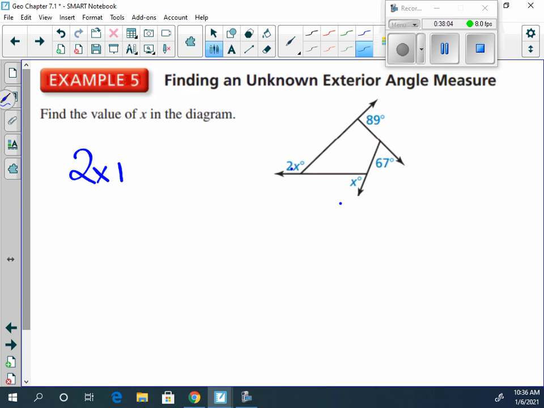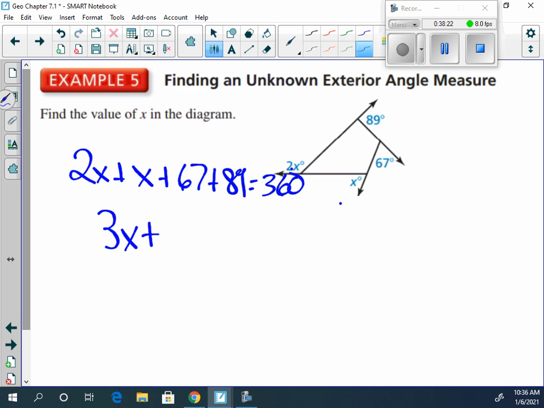So x plus 2x plus 67 plus 89 is 360. The sum of the exterior angles of any polygon is 360 degrees. Well, 2x plus x gives me 3x. Now we have to add 67 and 89 together, which I believe will give us 156. And we get this here. Any questions on this here so far?